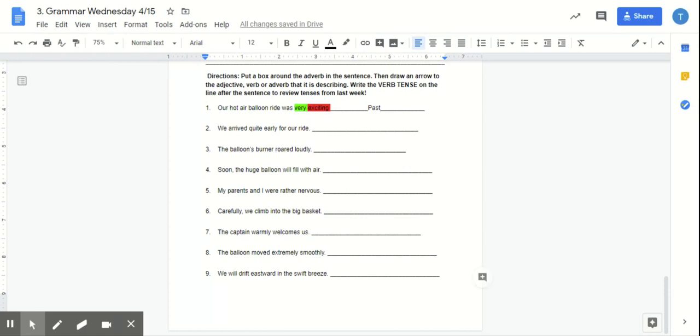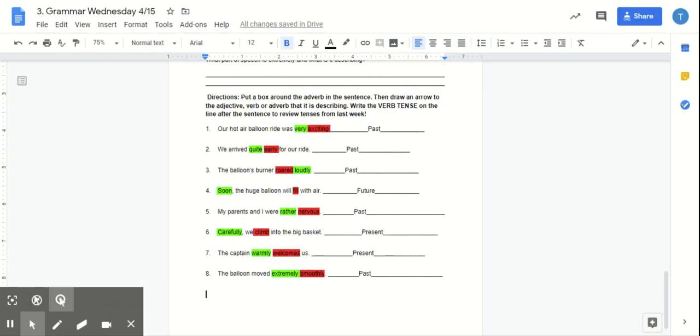Yes, if you're writing this out, definitely draw an arrow from the adjective, verb, or adverb to that adverb that you're putting a box around. But of course, when you come back, I'm going to go through them and put green for adverb and red for my adjective, verb, or adverb so that you guys can clearly see what we are talking about, and then write the verb tense on the line. So go ahead and pause the video and get into the rest of the 8.